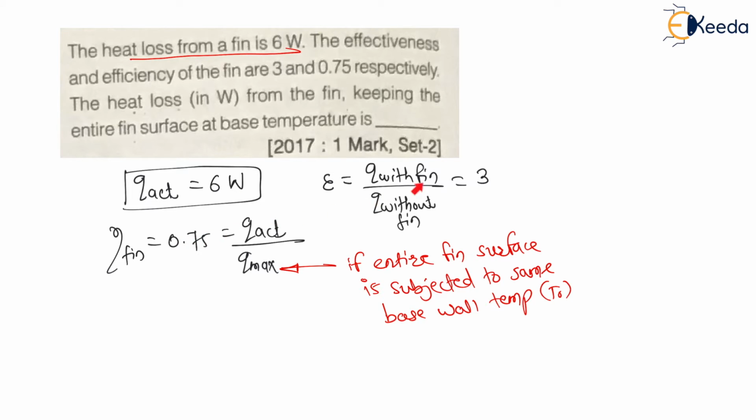Now these are the two values given. Now let us understand the question. The heat loss in watt from the fin keeping the entire fin surface at the base temperature is, they are asking what is this Q maximum. Whenever the entire fin surface is kept at base wall temperature, then it is called the maximum heat transfer through the fin. Now my dear students, very simple question, one of the simplest questions. Only tricky point is that you must understand this statement and what they are asking.